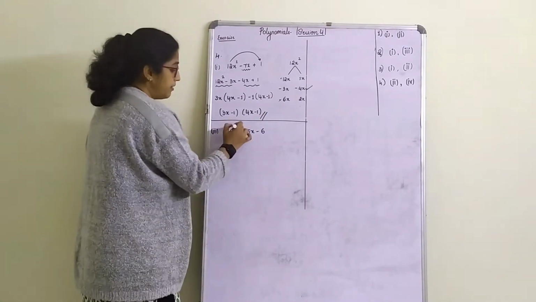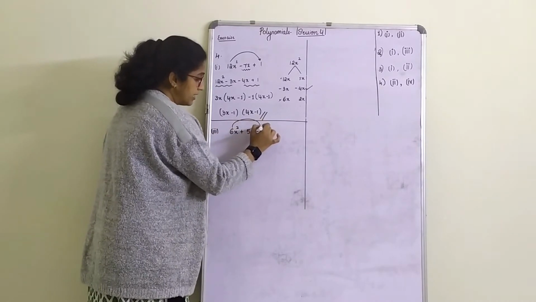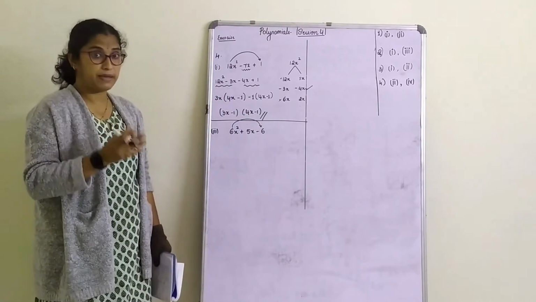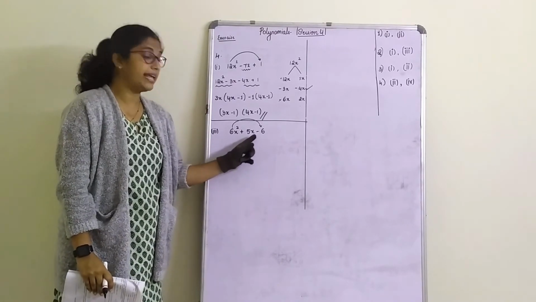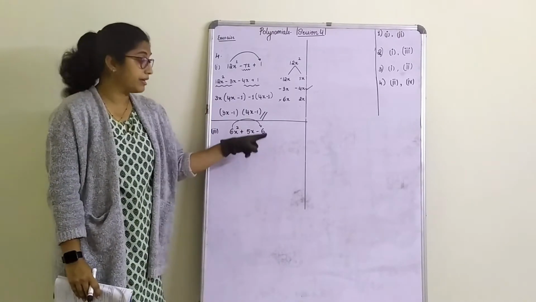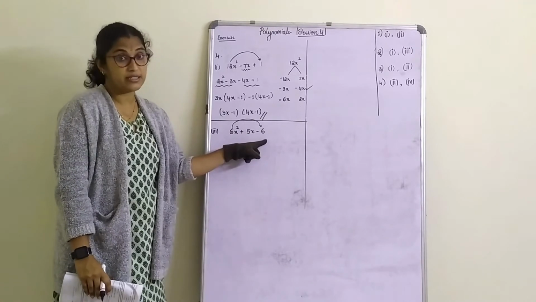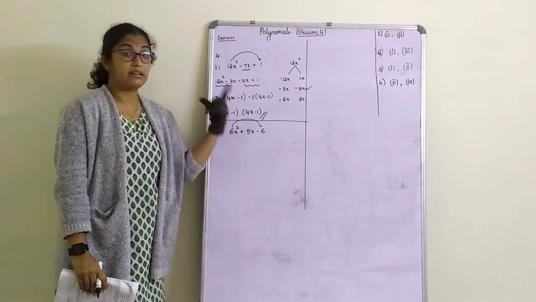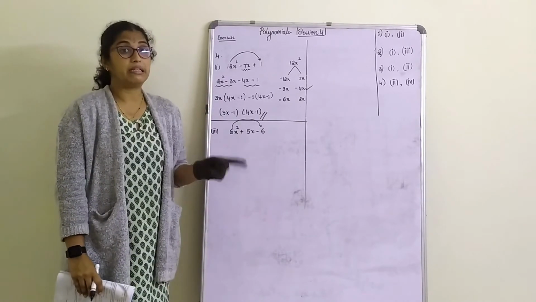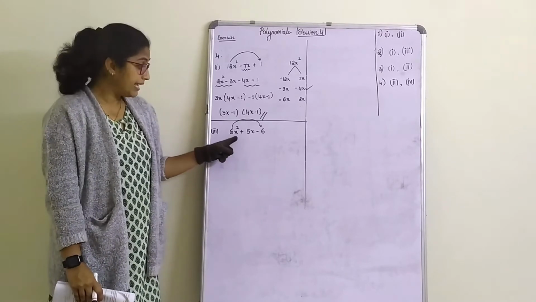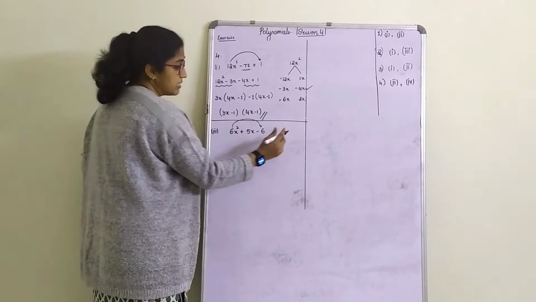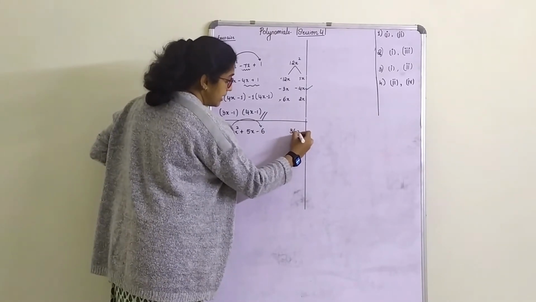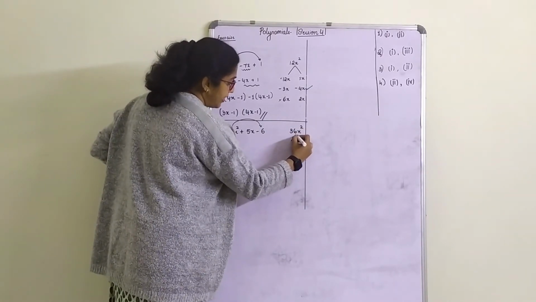Rule-wise, first multiply the first and last term. One more thing, children, please make sure that the polynomial is in the standard form: x square, x and constant. That's more important. If 6 is here and 5x is here, you can't multiply. The polynomial should be written in the standard form only: ax square, bx and c. 6 into 6, 36x square.